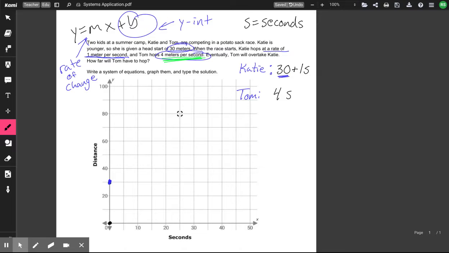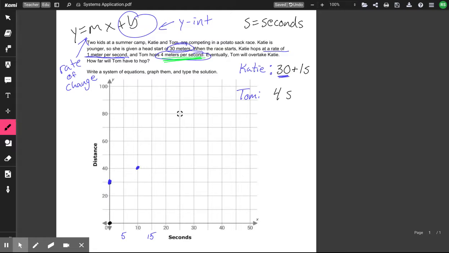Now you'll notice the distance is being measured, each block is 10. Along the bottom, every 2 blocks is 10. So if we are going by 5s along the bottom, the distance that would be traveled by Katie in 5 seconds is 5 meters. The distance that would be traveled by Katie in 10 seconds is 10 meters. So if she's starting at 30, she gets to 40 meters after 10 seconds.